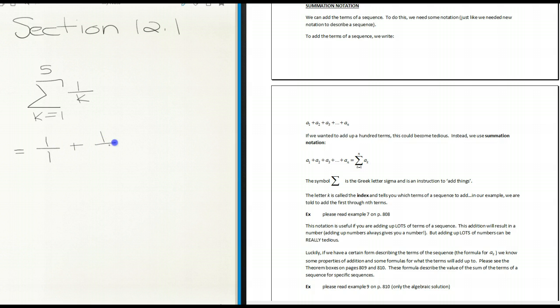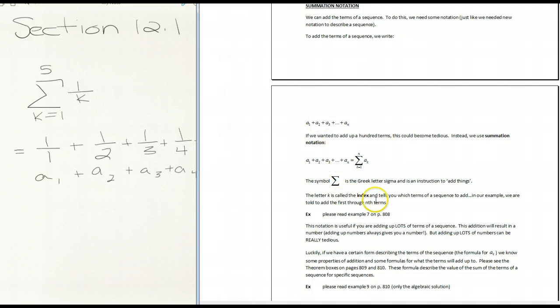Now this is the second term of the sequence, right? This is a sub 1, this is a sub 2, and then we keep going, right? A sub 3, and then a sub 4, and a sub 5, right? And of course it says plus. It says add all these things together, plus, plus, plus, plus, plus. Okay? That k thing is called the index, like I said.